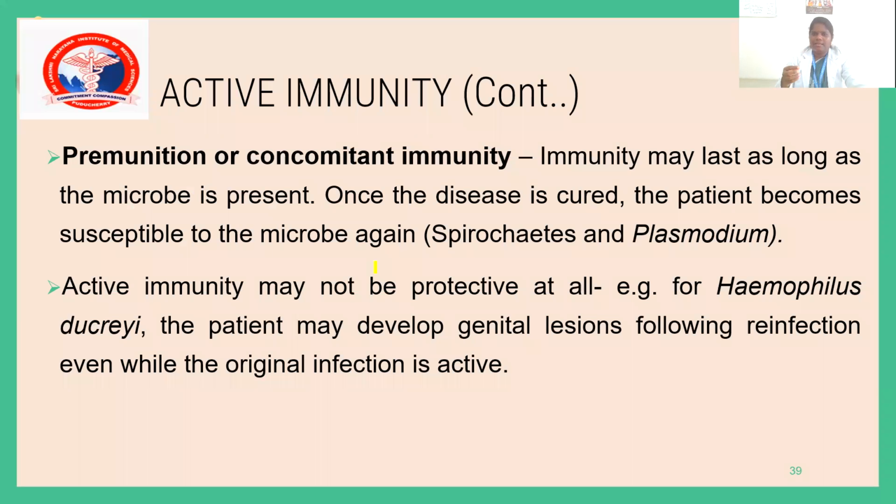Second thing, even though there is an infection, for example, Haemophilus ducreyi, reinfection of Haemophilus ducreyi is possible. So we have two kinds of immunity: premonition and concomitant immunity. Once the infection is there, reinfection can happen. That is what happens with Haemophilus ducreyi. In premonition, once the infection is there, the reinfection is less likely. That is in case of syphilis and malaria.